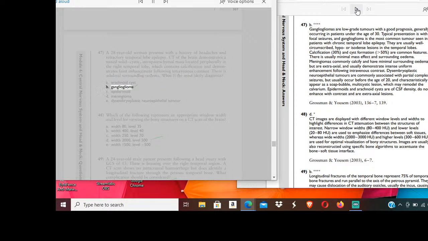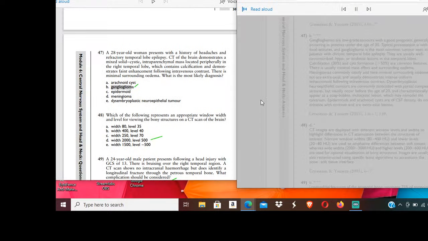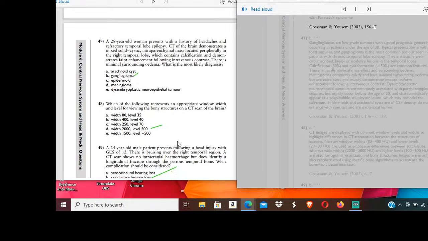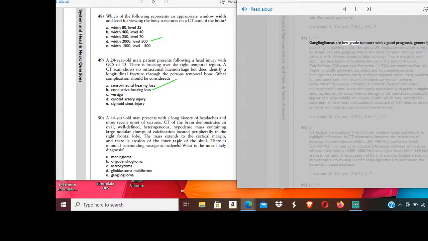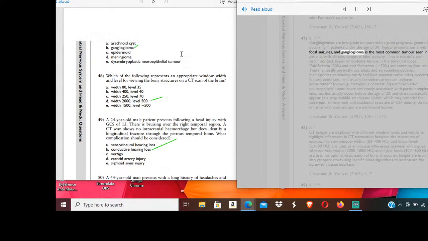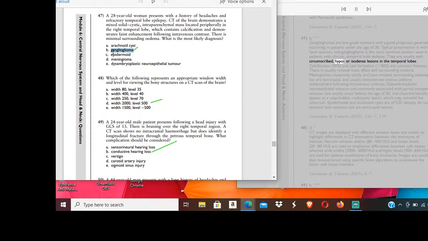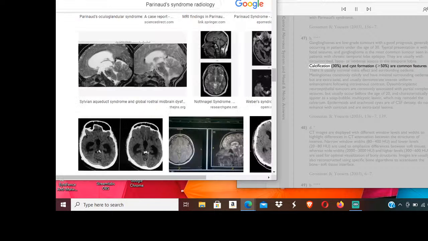A. Arachnoid cyst. B. Ganglioglioma. Parinaud syndrome. Grossman and Yousem, 2003, 156-7. 47. B. Gangliogliomas are low-grade tumors with a good prognosis, generally occurring in patients under the age of 30. Typical presentation is with focal seizures, and ganglioglioma is the most common tumor seen in patients with chronic temporal lobe epilepsy. They are usually well-circumscribed, hypo- or isodense lesions in the temporal lobes. Calcification, 30%, and cyst formation, 50%, are common features. There is usually minimal mass effect and surrounding edema.